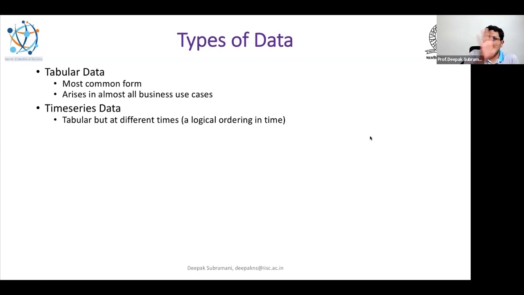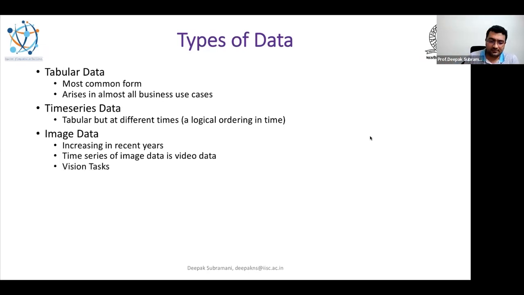Time series data is like tabular data, but it changes in time. And image data is increasing in recent years, right? You see a lot of images being produced. There are cameras almost everywhere. Every phone has a camera. So people are collecting image data more and more. And there's also a time series of images, which is video data.